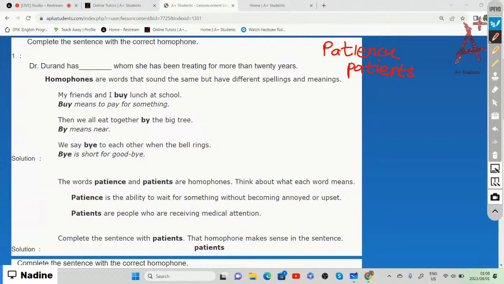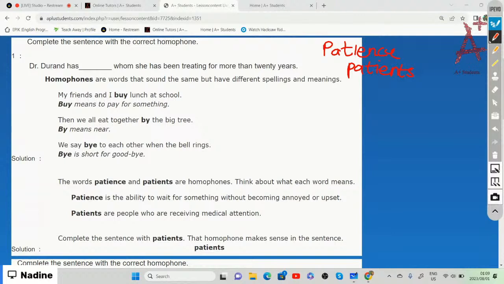So here we have two words that sound the same, but the spellings as well as the meanings are different, right? In this case, Dr. Duran has, we need to use the word patients, whom she has been treating for more than 20 years. With words that sound the same but the spelling and meaning are different, you need to know the spelling of certain words, especially when we are busy doing homophones.